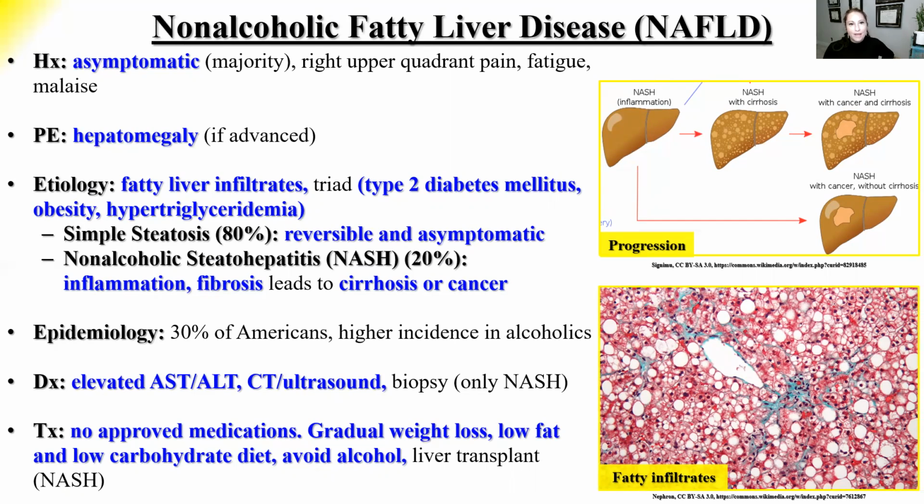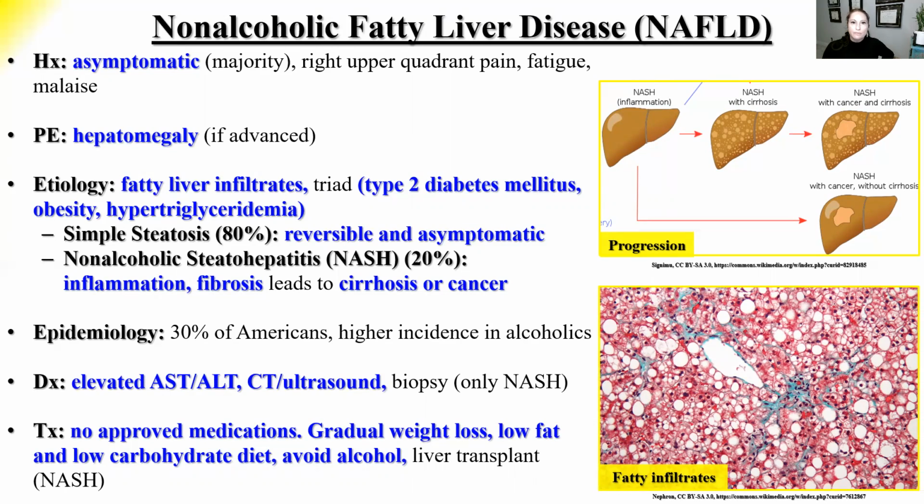This is an asymptomatic disease for the majority. It may present with vague right upper quadrant pain, fatigue, malaise, but typically has no symptoms. When it becomes advanced, they can develop hepatomegaly from the cirrhosis. 30% of Americans have this. Why? Because 30% of Americans fit that triad: type 2 diabetes, obesity, hypertriglyceridemia.